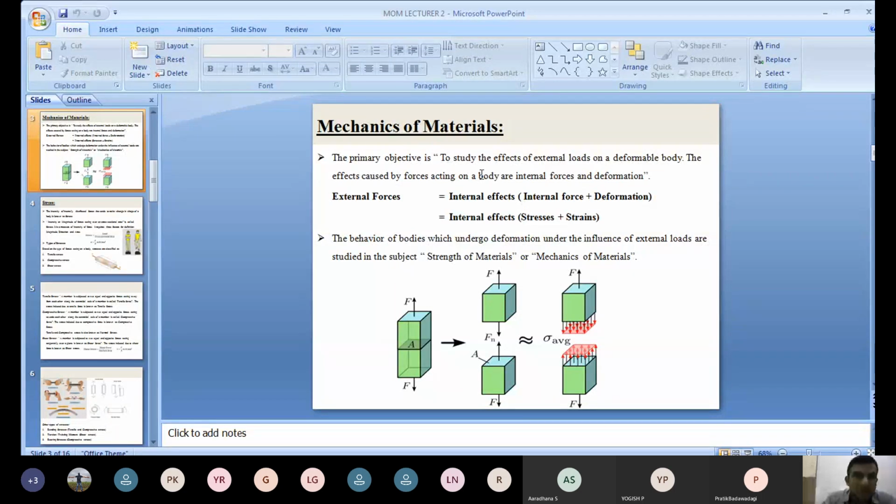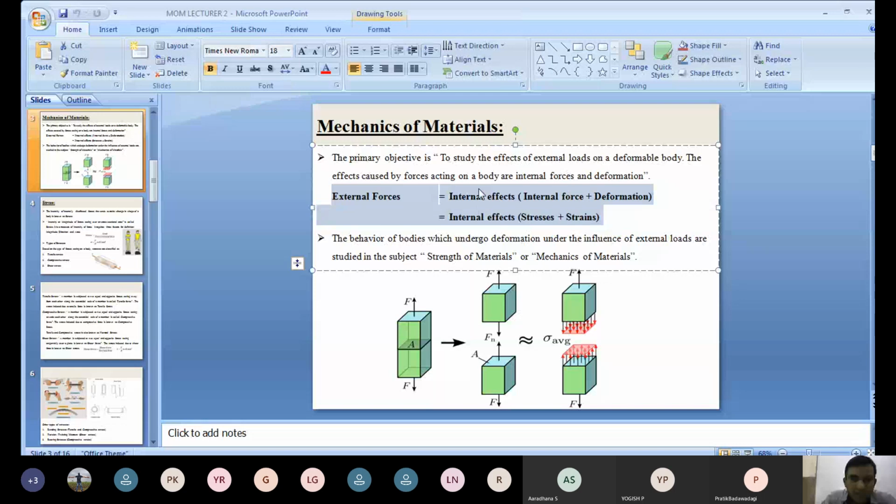The effects caused by forces acting on a body are internal force and deformation. When you consider a body subjected to an external force, initially it resists deformation, and that is what you call internal effects. The internal effects contain two things. One is internal force. You can see in the first figure a body, it may be rectangular, a bar, right? It is subject to an external force, that is F. Initially it resists the force, which produces internal force.